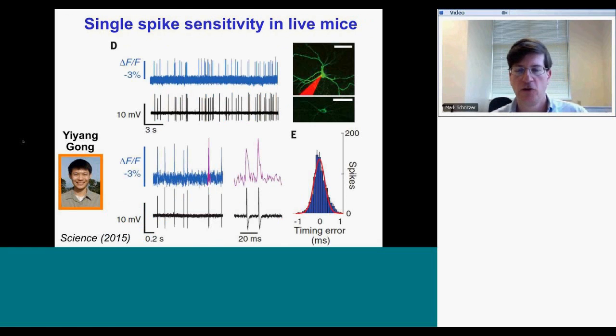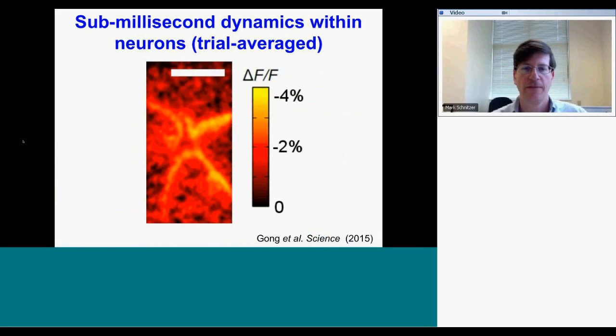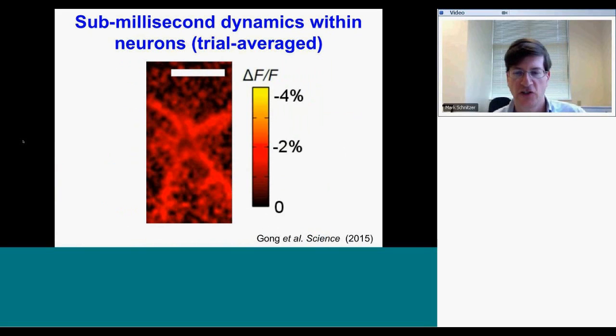Dual optical and electrophysiological recordings using loose patch electrical recording methods showed that we're able to detect essentially all action potentials, and we can do so with a spike timing precision of about 200 microseconds, so far better timing precision than we get with calcium imaging. This is a movie showing our ability to reconstruct subcellular and submillisecond voltage propagation dynamics within a neuron in a mouse. This is trial average as opposed to the other data that I was showing you, which was single trial.